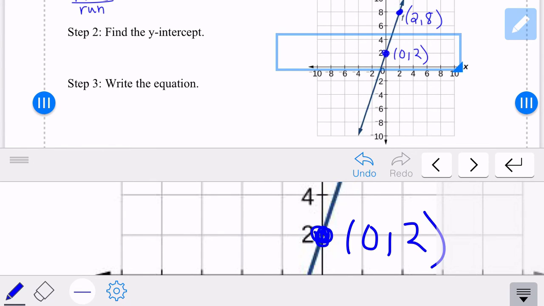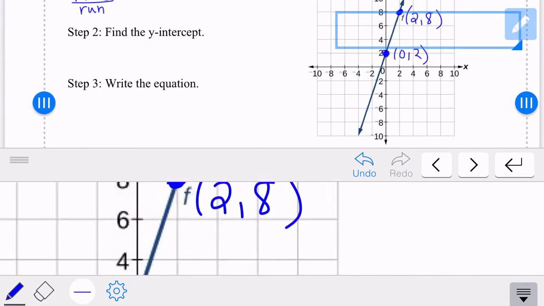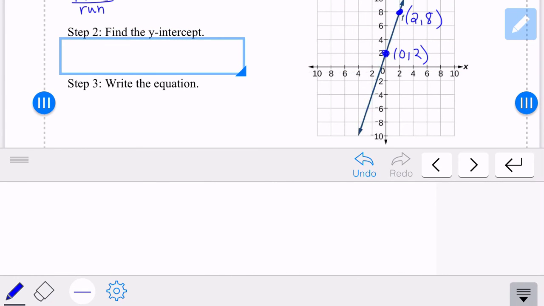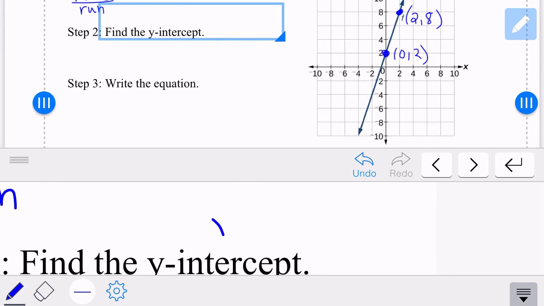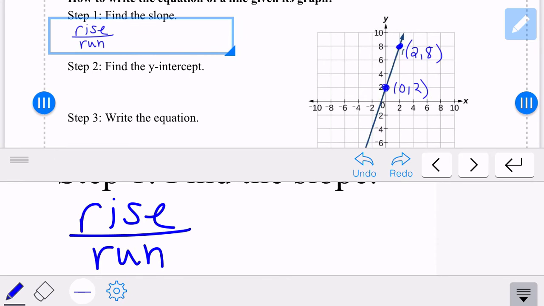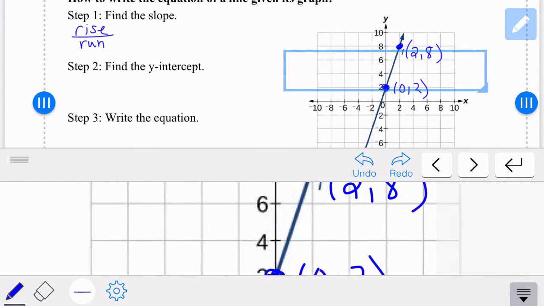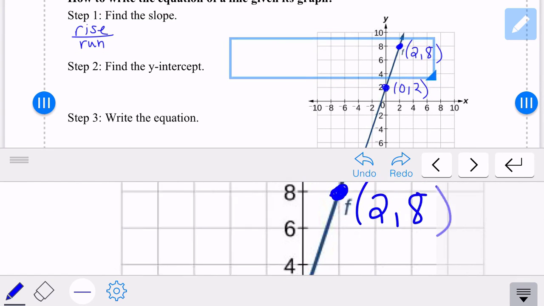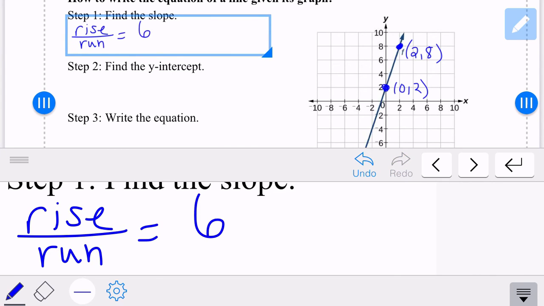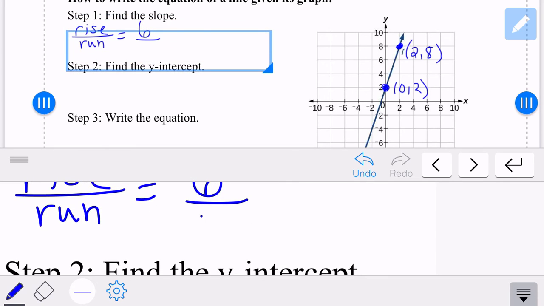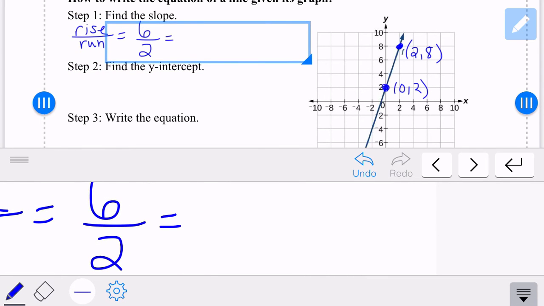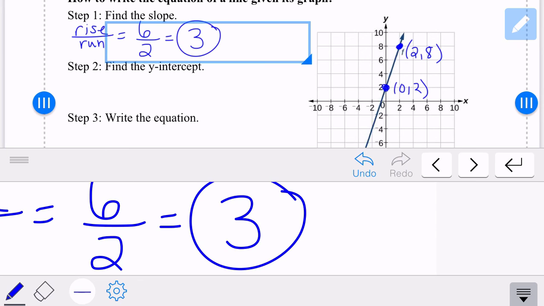Do you remember what the slope was? If you guessed 3, that's correct. Remember our rise over run. So from 0 up to 2, 0 to 8 for our rise. That's going to be a rise of 6. Our run is 0 to 2, and that is 2. So 6 over 2, that's how we got the 3 for our slope.